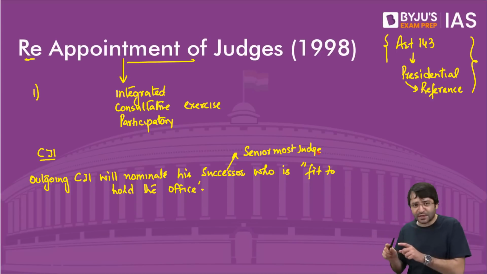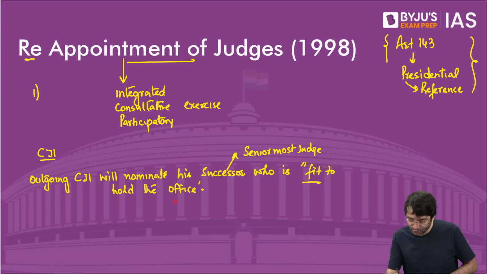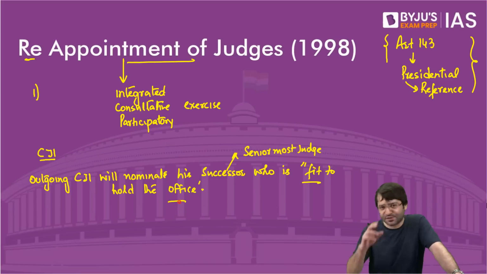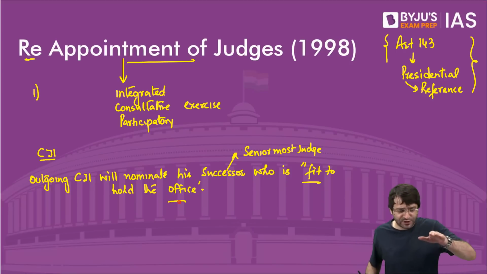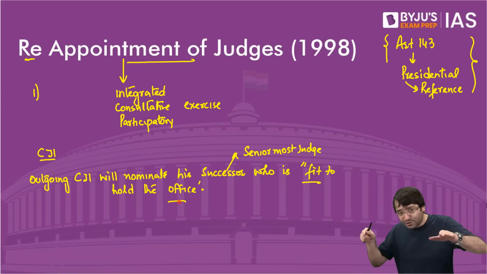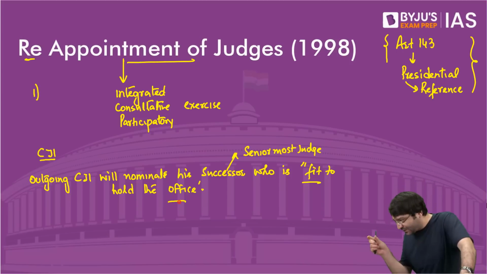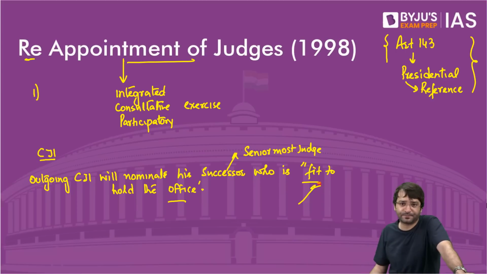And who is the successor going to be? The senior most judge of the Supreme Court who is fit to hold the office. Now this is where there is confusion. Can the outgoing Chief Justice recommend his successor who is not the senior most judge of the Supreme Court? Can he nominate someone else? He can, if this senior most judge of the Supreme Court is not fit to hold the office.